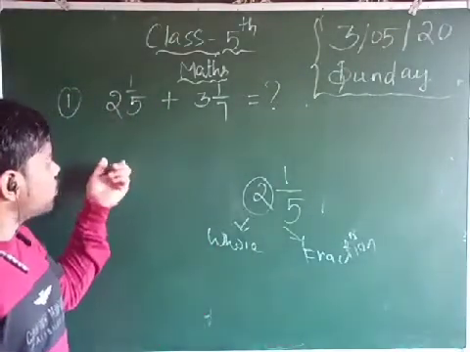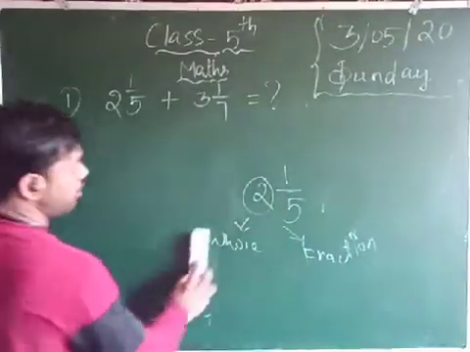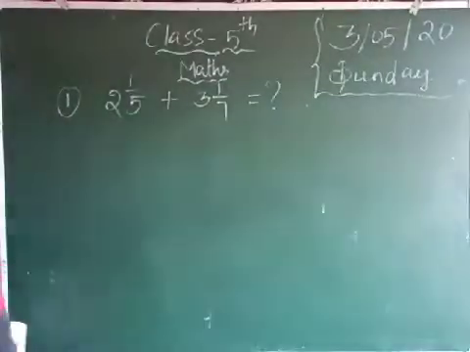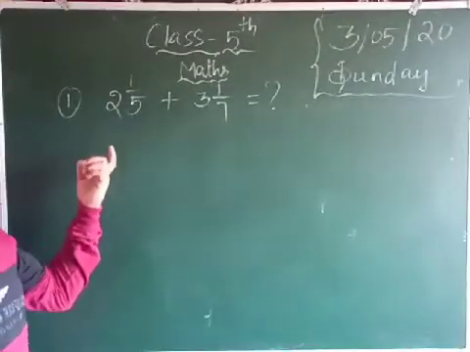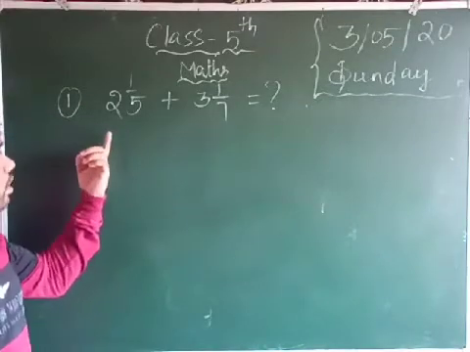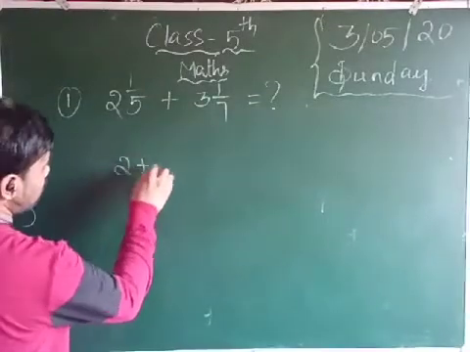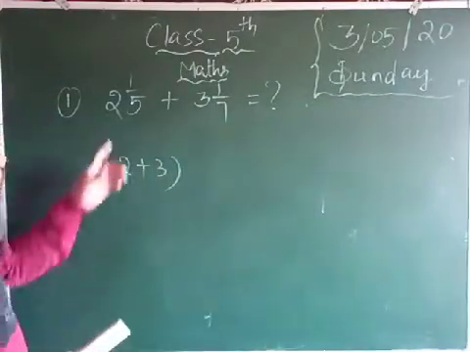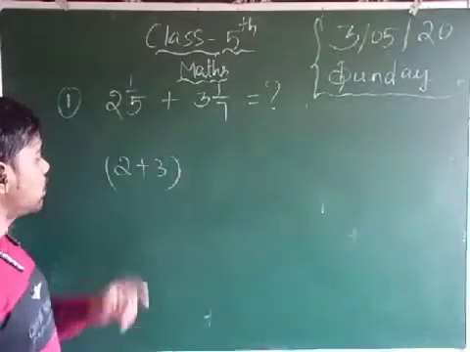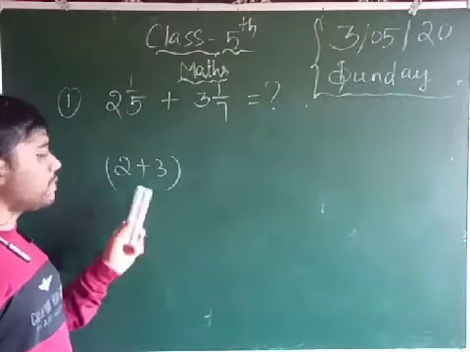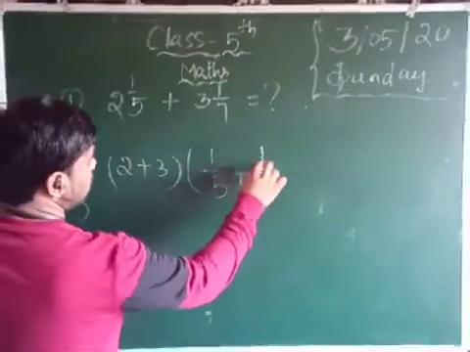Now let's see how to solve it. Both are mixed fractions. The whole numbers are common here, meaning 2 plus 3 is taken. The first mixed fraction has 2 and the other has 3 as whole numbers. So take 2 plus 3, and the remaining fractions are 1 by 5 plus 1 by 7.